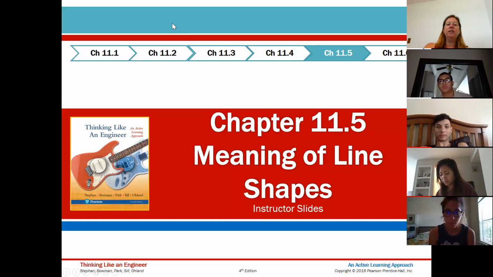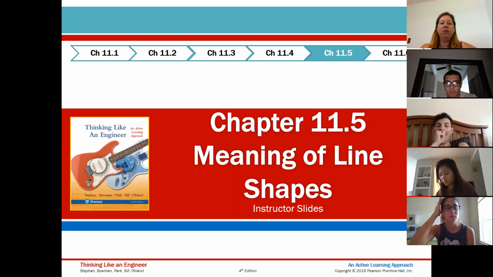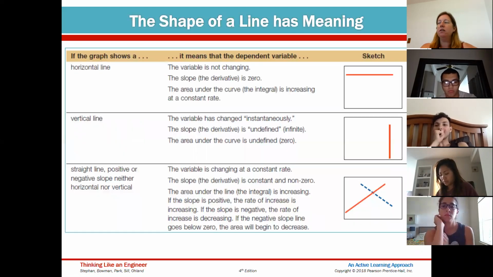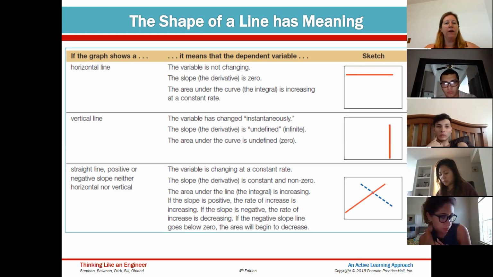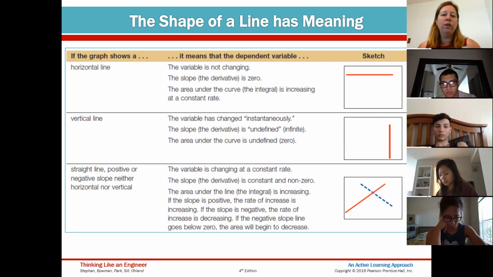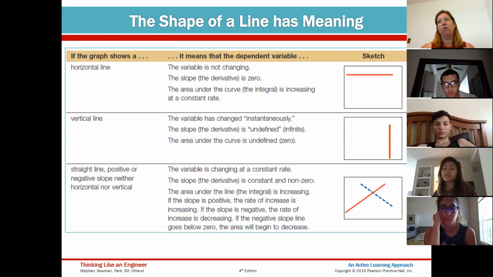Okay, so looking at the median line shapes, up until this point we have worked with just linear lines in our examples. And our linear lines do tell us quite a bit. So if we're looking at a horizontal line, we know that our variable is not changing, meaning that the slope or the derivative is 0, and the area under the curve or the integral is increasing at a constant rate.